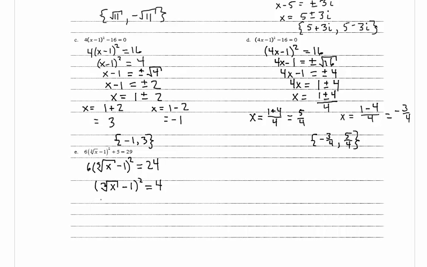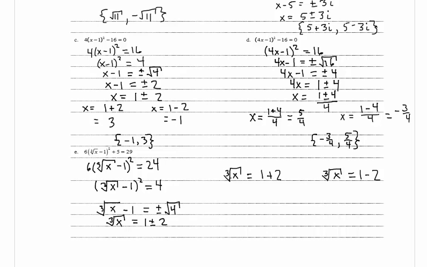And now we're going to take the square root of both sides. So we have the cube root of x minus 1 is equal to plus and minus the square root of 4. And now I'm going to add 1 to both sides. So we have the cube root of x is equal to 1 plus and minus, and the square root of 4 is 2. And now I'm going to set the cube root of x equal to 1 plus 2, and the cube root of x equal to 1 minus 2. And I'm going to solve for x in both cases.